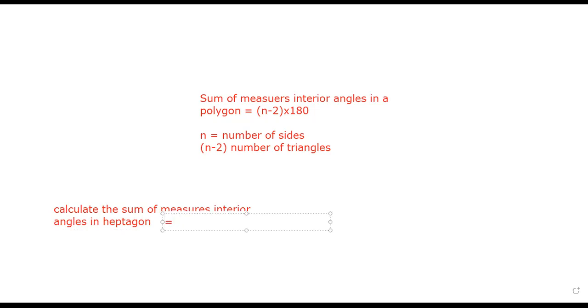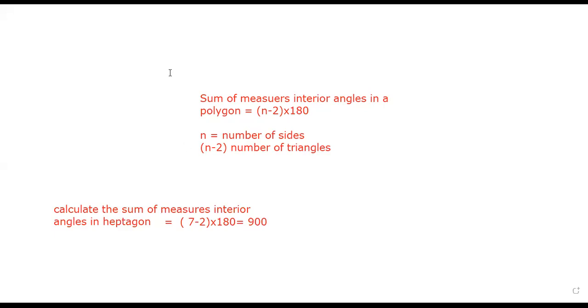Who will answer? Heptagon. 7 minus 2. So it will be 6 minus 2 equal 4. No, heptagon, how many sides? Hepta, 7. 7 minus 2 equal 5 multiply 180, and we said we have to memorize the name, and each name equals how many sides? 900 degree. Yes, so the answer will be equal 900 degree.